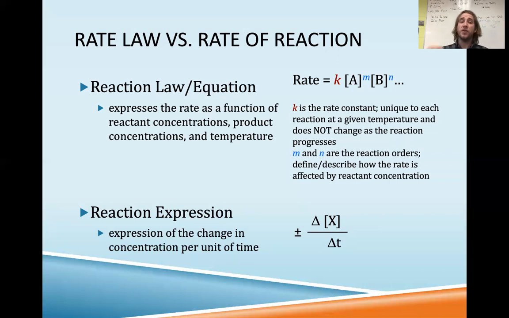Not to be confused with our expressions. We already did reaction expressions. This is what we had in the last video, where we're saying what is the change in concentration per change in time. That's what the coefficients are for. m and n are not related to the coefficients. They're just what we call our rate orders. And we've got to actually figure those out experimentally. We've got to collect some data to get both of those and that rate constant for the given temperature that we're working at.